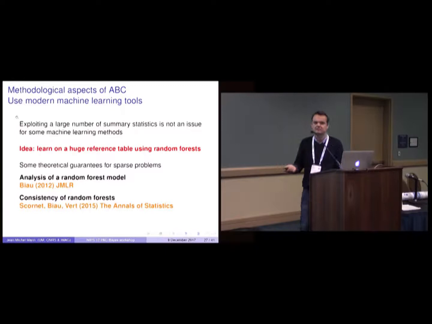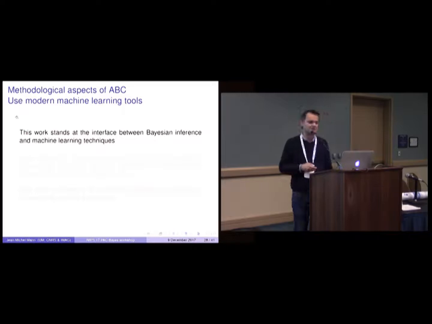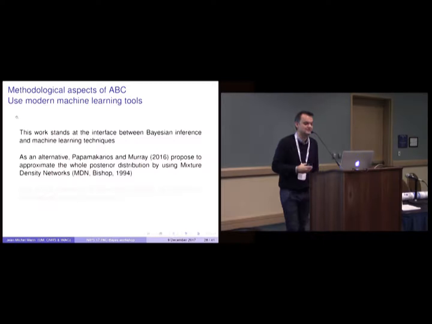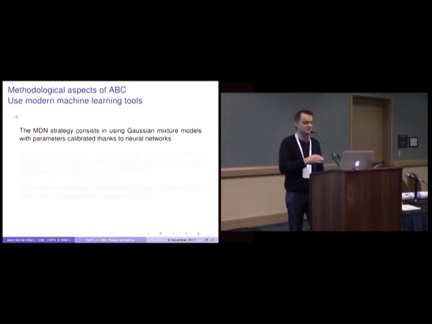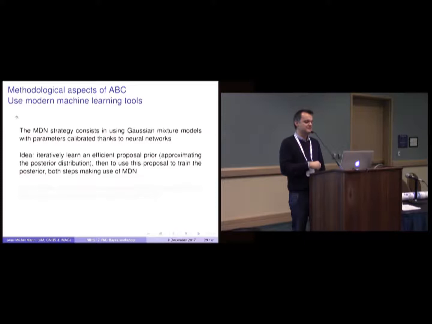This work stands at the interface between Bayesian inference and machine learning techniques, and there is also some alternative. You have the alternative of Papamakarios and Murray, who propose using the mixture density network of Bishop in this paper in NIPS 1 year ago. Okay, here. The mixture density network strategy consists in using a Gaussian mixture model with parameters calibrated thanks to neural networks. And the idea is to iteratively learn an efficient proposal prior. That's an interesting point.